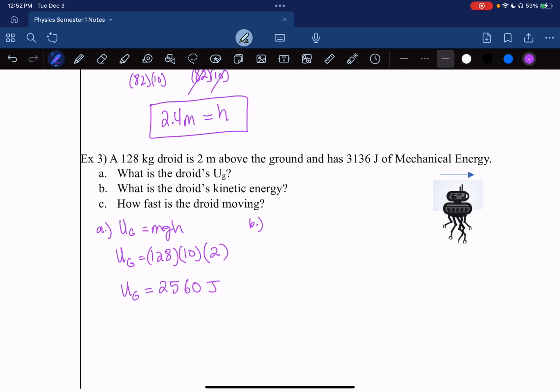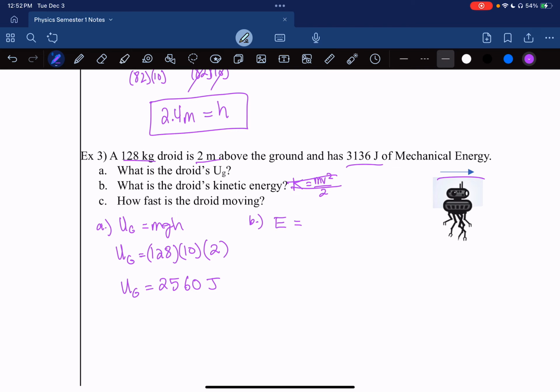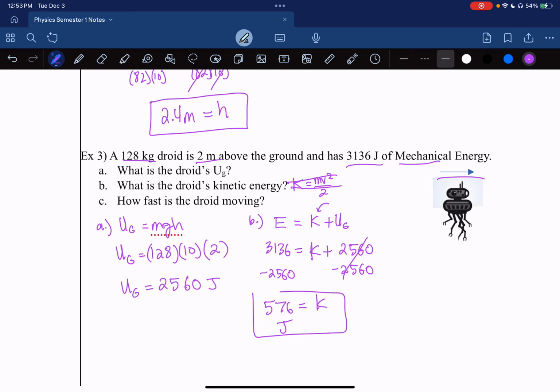Question B, what is the droid's kinetic energy? So we're trying to find K. Now, if you remember this equation, all we need is the mass and we need the speed, but nowhere here, not even here, does it give speed. And so this is not going to be the way to solve for K. But if I know that the mechanical energy is the sum of kinetic energy plus the gravitational potential energy, I can use this as my equation to solve for K. And E, the mechanical energy, is 3136. K we don't know. And UG we just calculated as 2560. And so we can subtract. 3136 minus 2560. That's 576 joules is the kinetic energy.